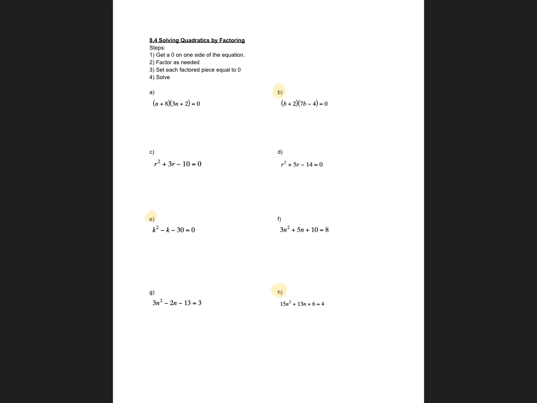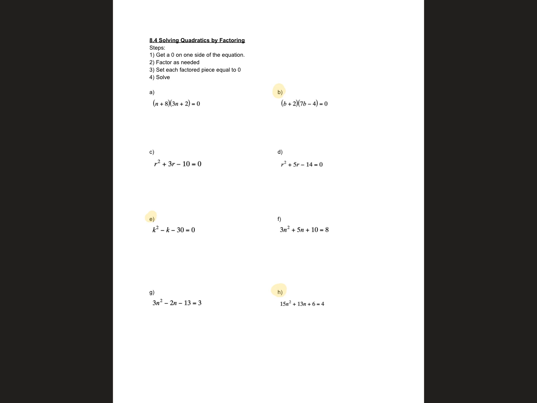Okay, so now we are doing section 8.4, which is solving quadratics by factoring. We have some steps, or this procedure that we can follow. So the first thing is we want to get a 0 on one side of the equation, if you don't already. Notice most of these problems already have one side of the equation set equal to 0. But for those bottom three, if it's not 0, we need to change that.